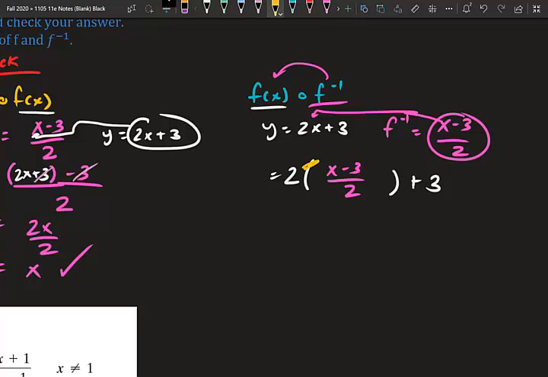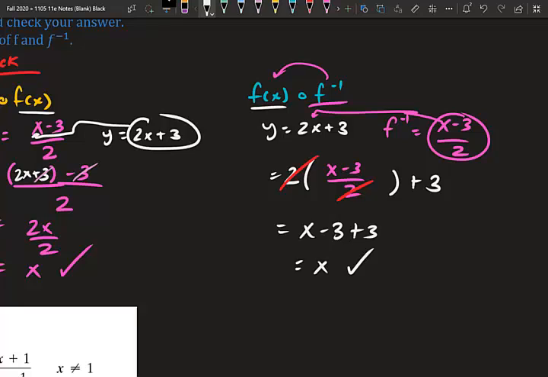In between here, since there's no plus or minus, we can cancel out the 2's. So we're left with x minus 3 plus 3, which is just x. So they both work. So you checked it. It's great. You're all good. So they are inverses of each other.